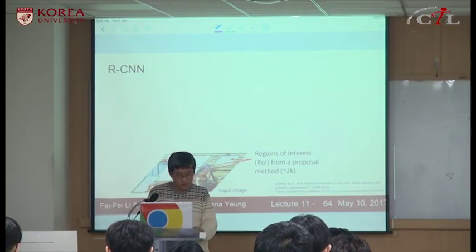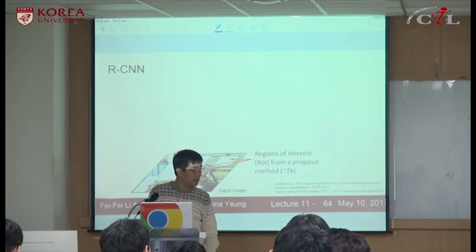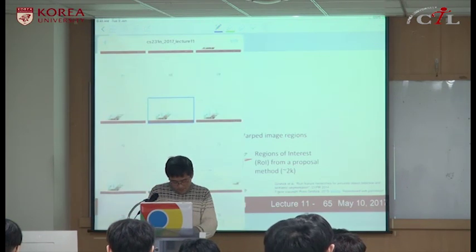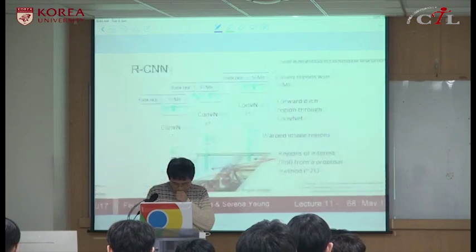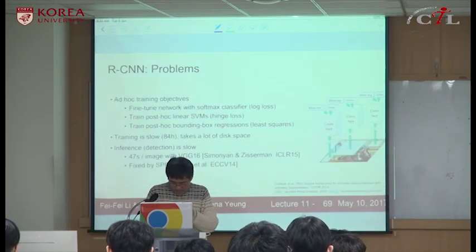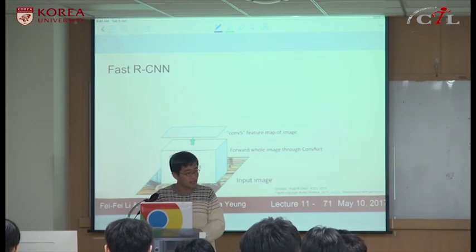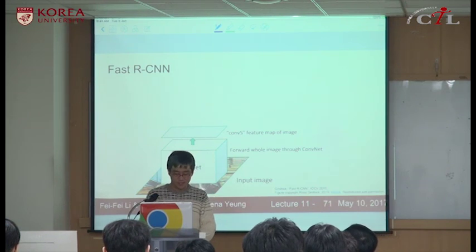So initially we have an RCNN, right? And then after that, we have this Fast RCNN. So what's the difference between Fast RCNN and the original RCNN?